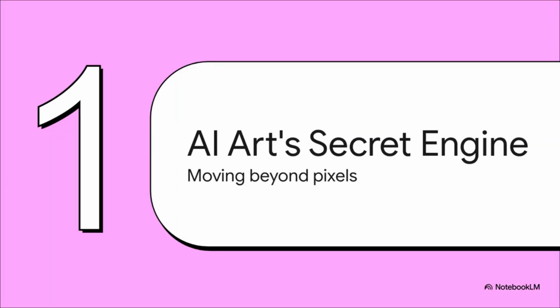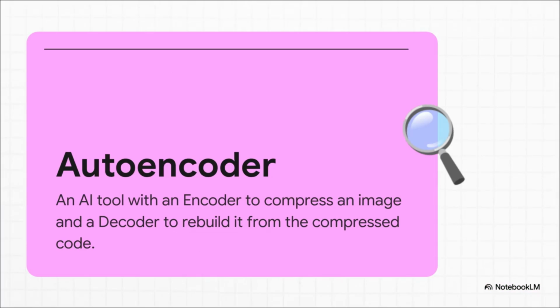Okay, Section 1, AI Art's Secret Engine. We're moving beyond just pixels to actual ideas. Now, here's the first thing you gotta wrap your head around. These AI image generators, they don't really see pixels like you and I do. No, they operate in this special kind of abstract space where images aren't a bunch of dots, but, well, they're concepts, ideas.